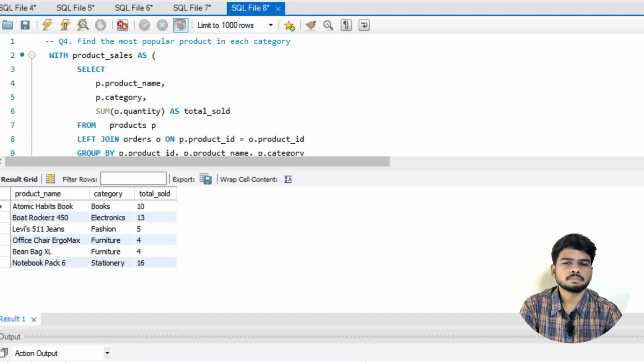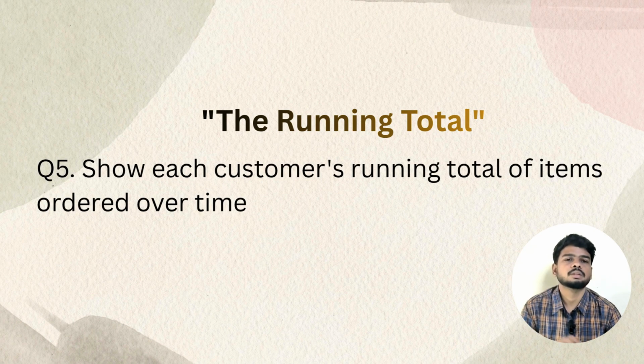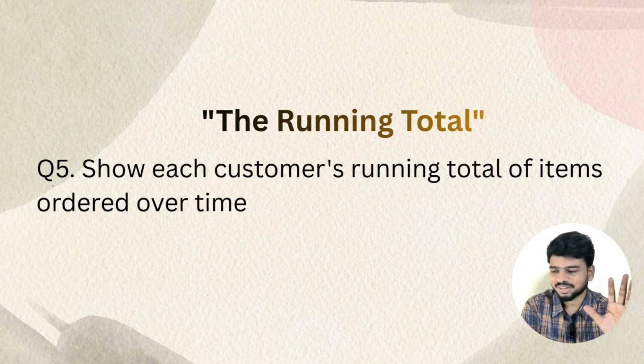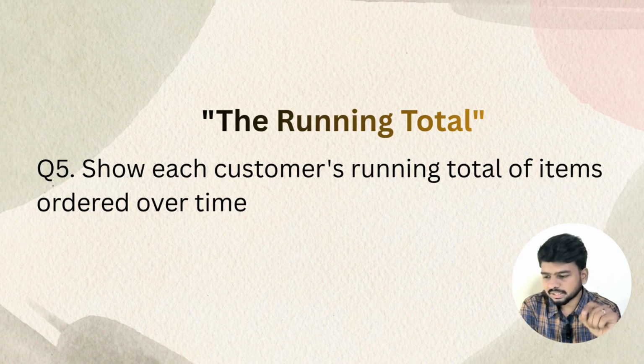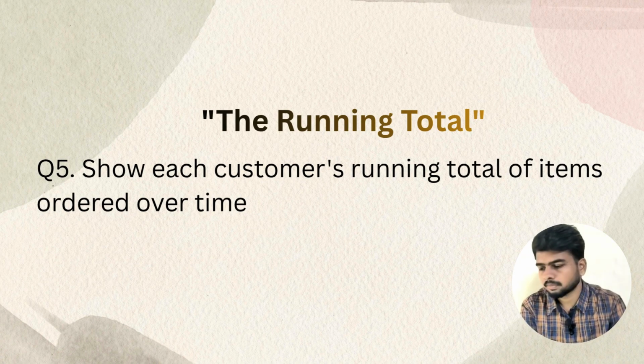So next one, the last one, the good one, the running total. Anyone who has done statistics or has knowledge of statistics knows what running total is and how depressing it is when you have to write the theoretical question which comes for 5 marks. Joking apart, this is an important topic, what running total is, right? So what question do we have here? Show each customer's running total of the item order over time. Okay, we will just go through it and you will get how we will do it.